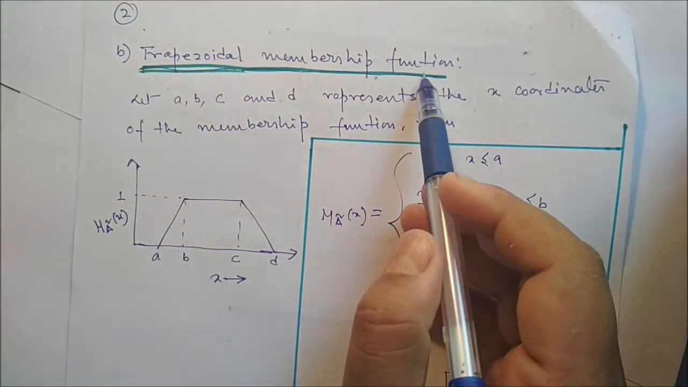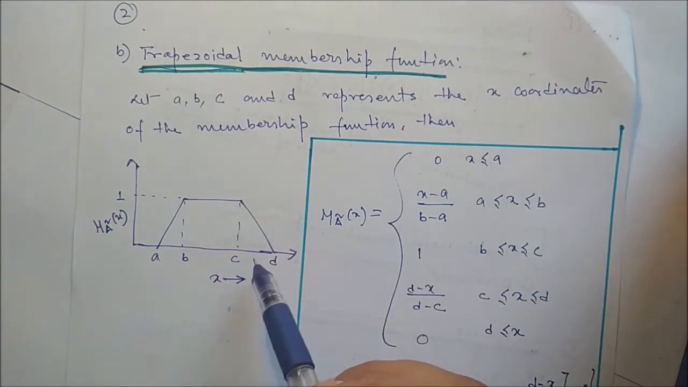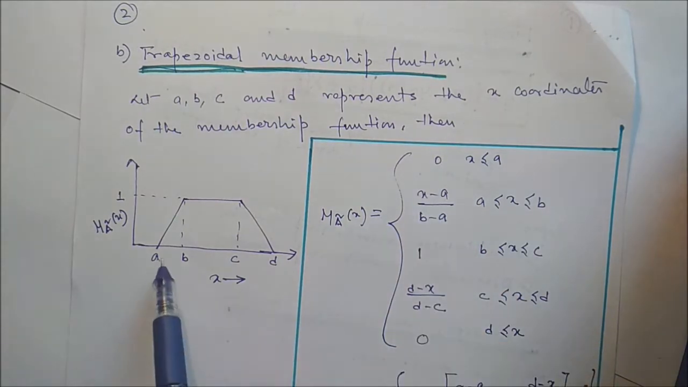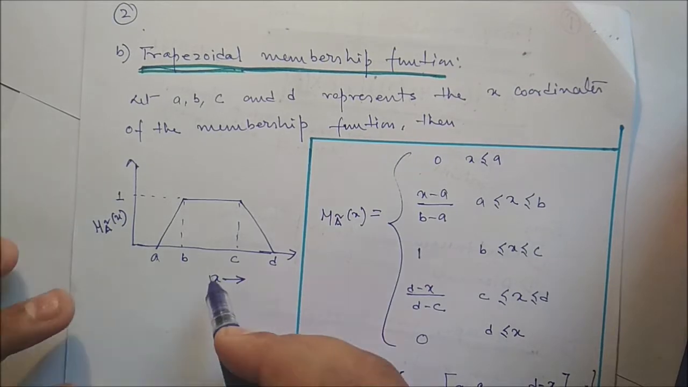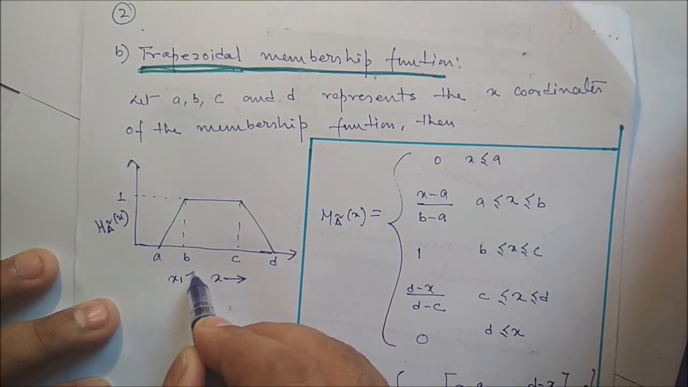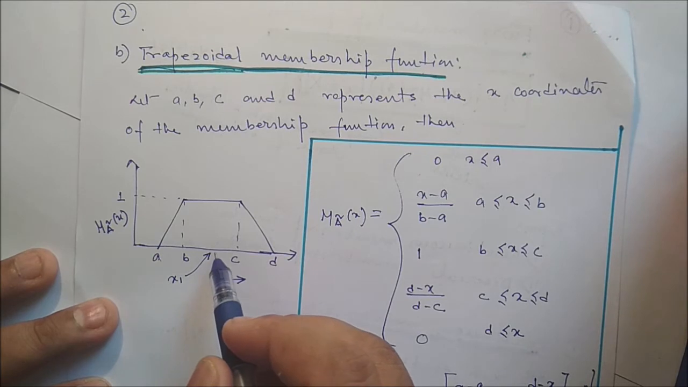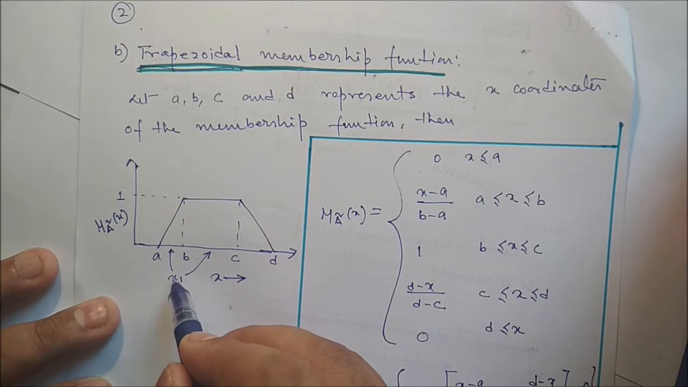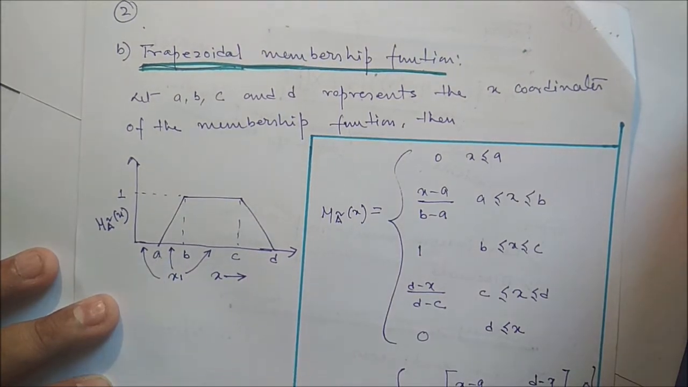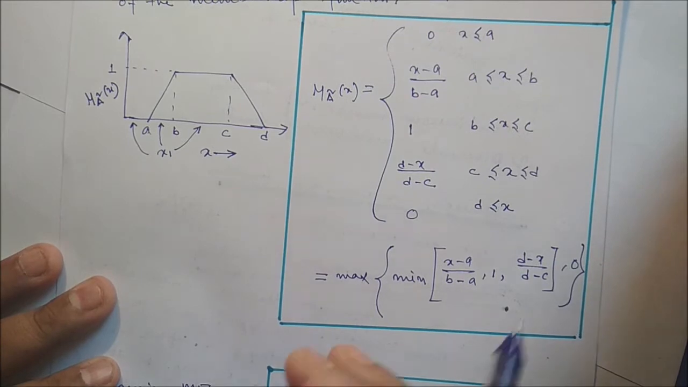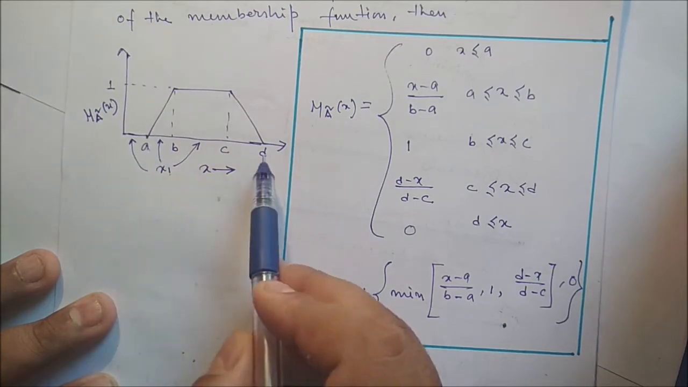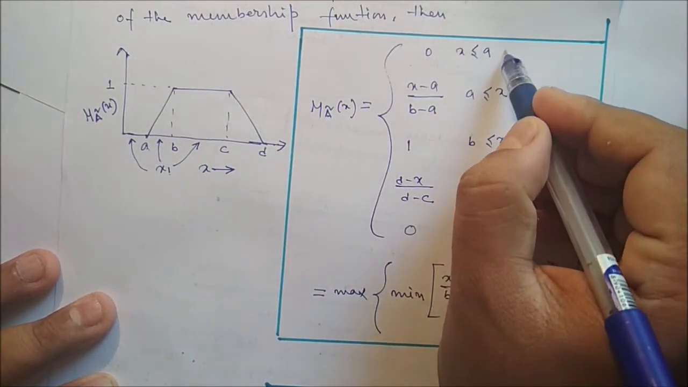Next is the trapezoidal membership function, meaning the membership function looks like this. Let a, b, c, d represent the x coordinates of the membership function. If any crisp value x1 is somewhere here, or here, or here, we need to calculate the membership value, and we can use this formula. If the value of x1 is less than a, somewhere here, or greater than d, somewhere here, in both cases it should be 0.